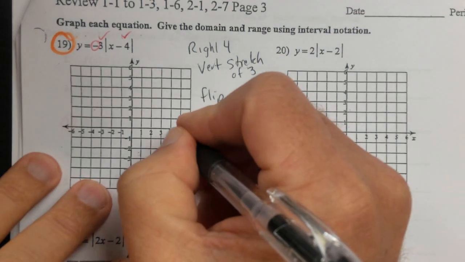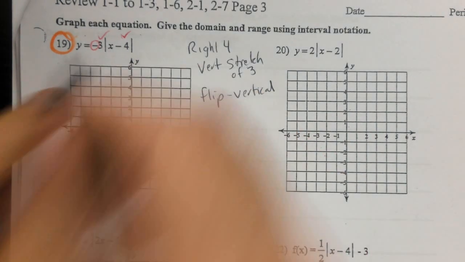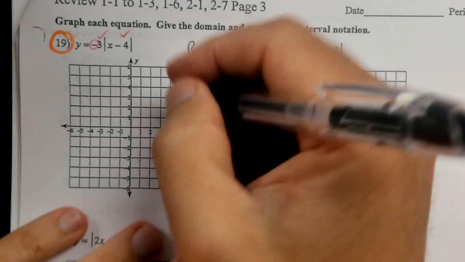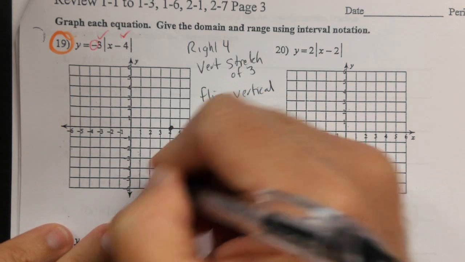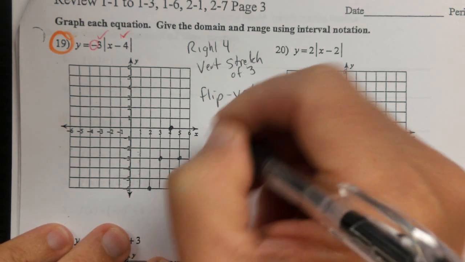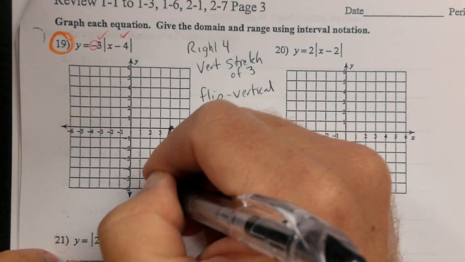Okay, so right 4. Flip it over and stretch it out. So my new slope, remember it's not officially slope, but you kind of use it the same way. Down 3 over 1 on either side. Down because it's flipped. 3 because it's stretched, and we went right 4.